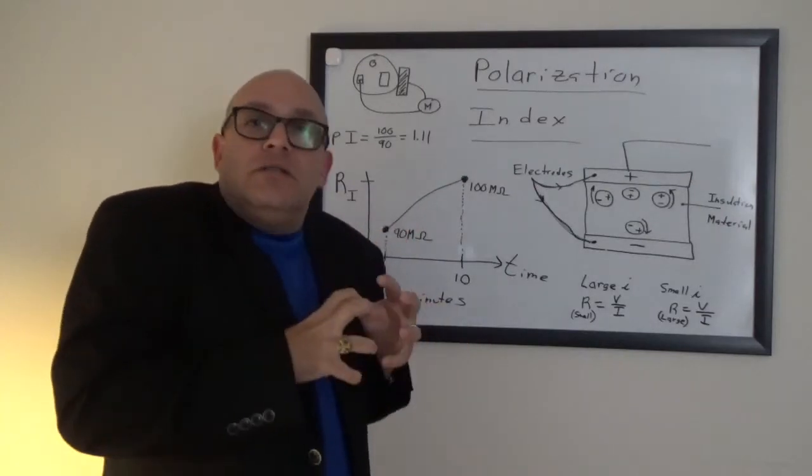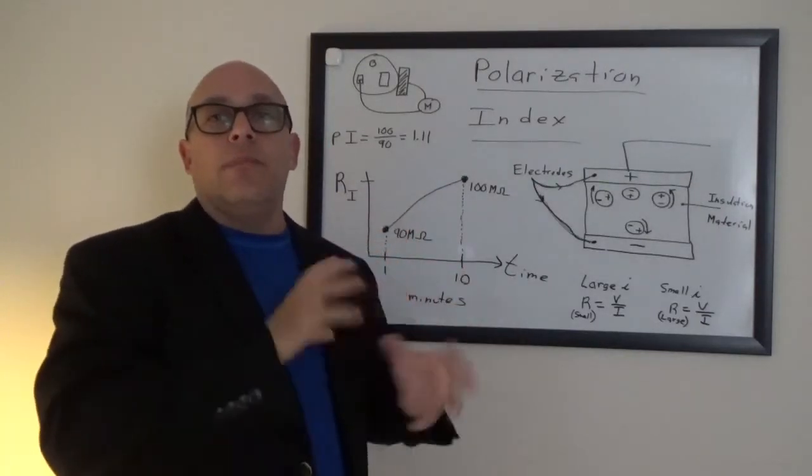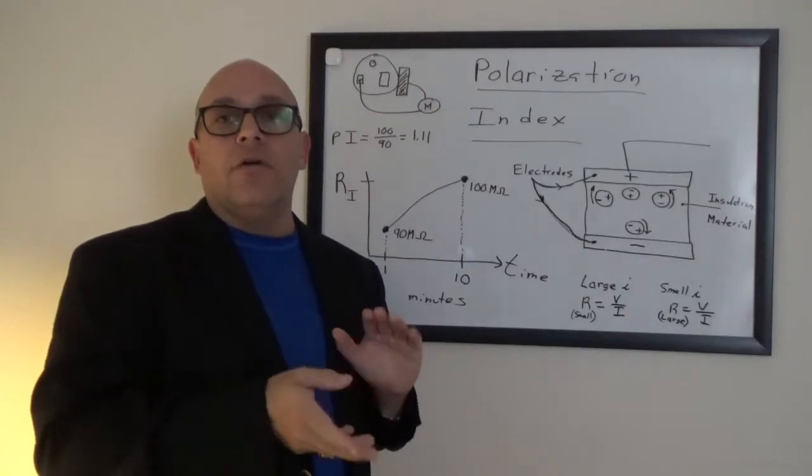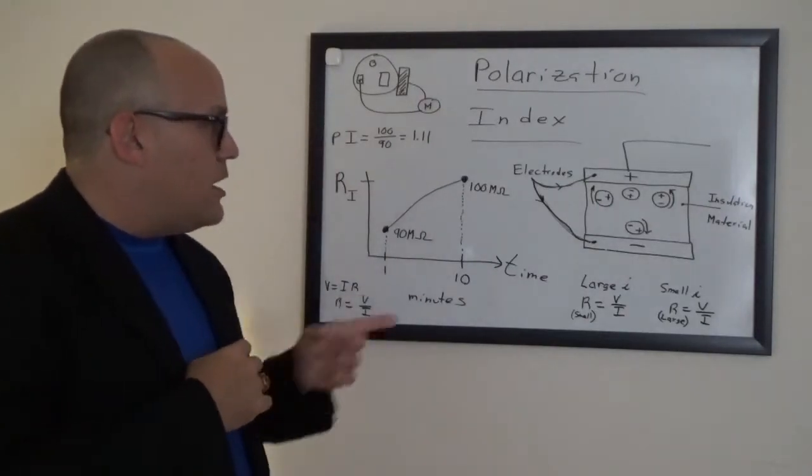A stuck molecule versus a molecule that can move around because it's rubbery. Dry rotted versus not dry rotted. That's a good way to think of it.